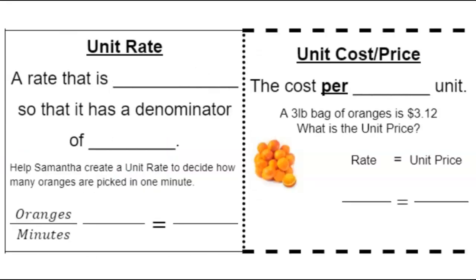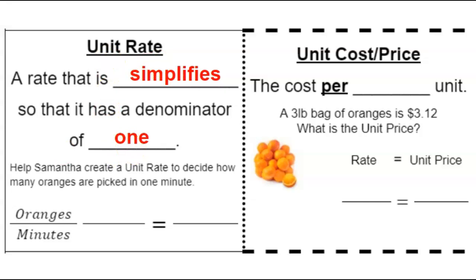Our next tab is unit rate and unit cost or unit price. Notice that unit is singular, so it means one. A rate that is simplified so that it has a denominator of 1. So this is a unit rate. Unit means 1, it's singular.